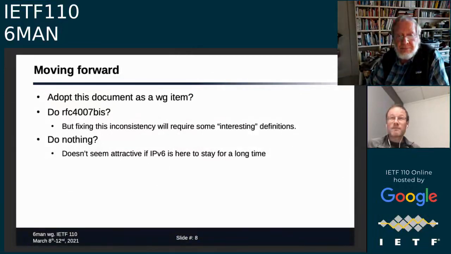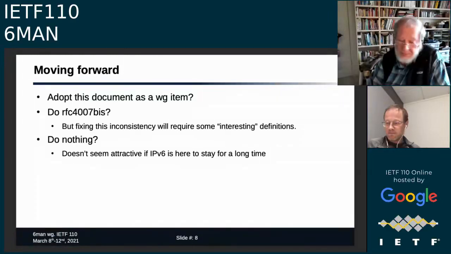So these are among the possible options. First option is to adopt this document as a working group item, in the hopes of trying to fix the ambiguity, for example, in the way that we are trying to fix it in our document. But there are other options. I have a preference for the first one. Another option would be, if there are conflicting definitions, to do a 4007 bis. There are other things to be fixed there, and those have been discussed on the mailing list.